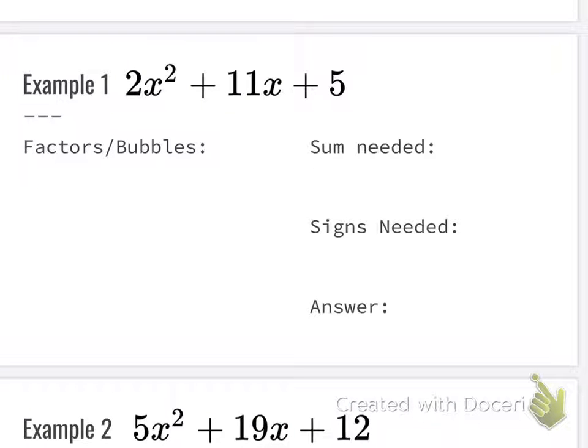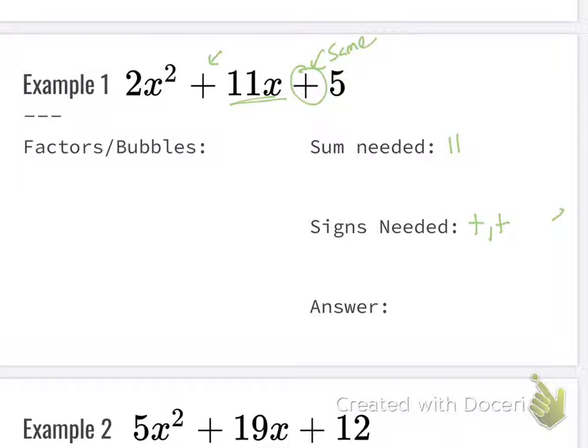Okay, so here we're going to fill out these parts. What's the sum needed? Remember that sum comes from the second term. So our sum here is 11. Signs needed, we look here. This tells you they're the same sign. This one tells you what the sign is. That tells you they're both going to be plus, plus.